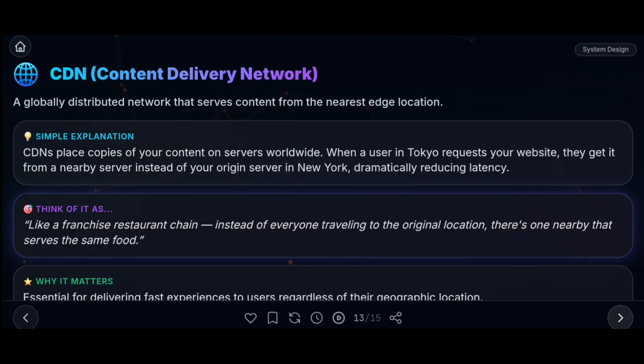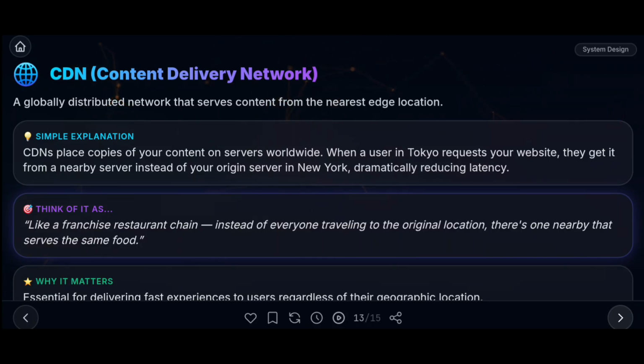So it means the CDN, Content Delivery Network, makes a distribution of your data, and whenever a user makes a request from a location, the nearest data center or nearest server will serve that request, and that will increase the performance and reduce the latency.